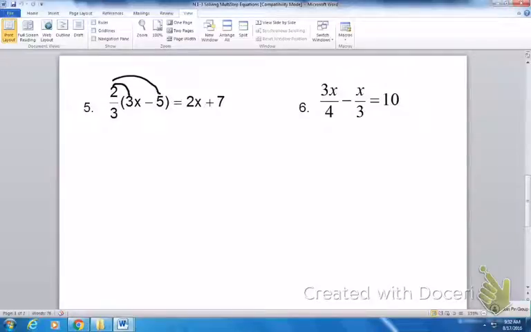I'm going to write something up over here. I have 2/3 times 3x. I'm going to go ahead and put it over 1 because that's really what it is. Well, guys, these 3's cancel out. What's left on the top is 2x over 1. Now, we know we don't have to write that 1, so there's the product. Now I have 2/3 times negative 5 over 1. Well, the 5's will cancel, but the negative didn't.